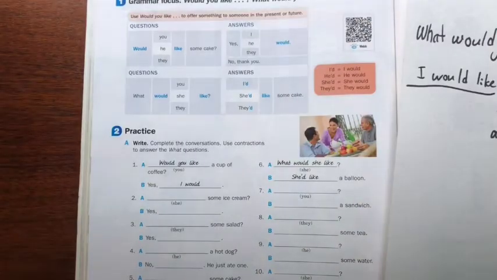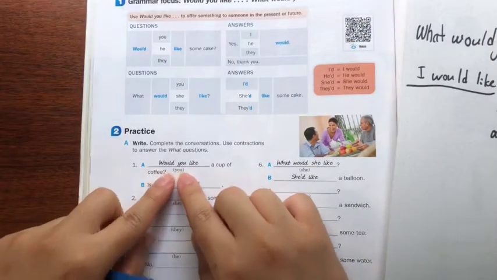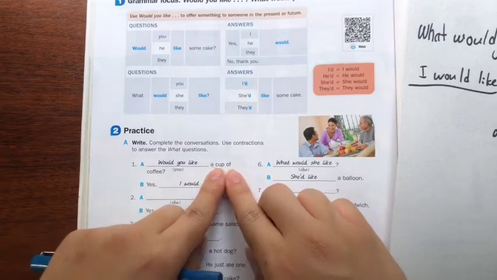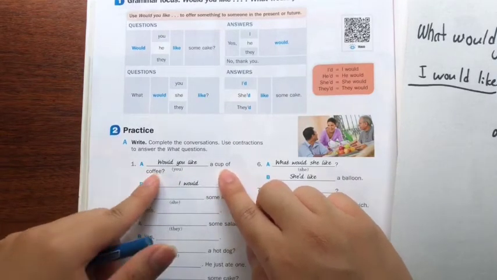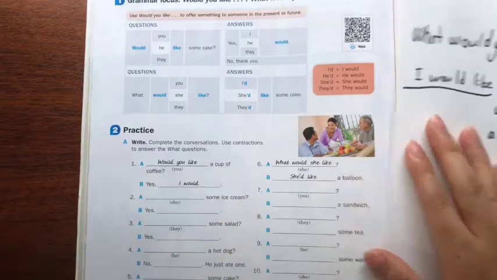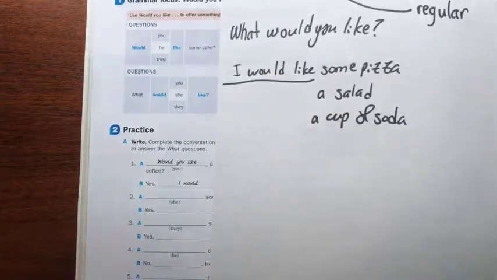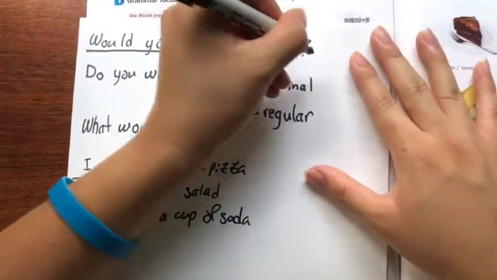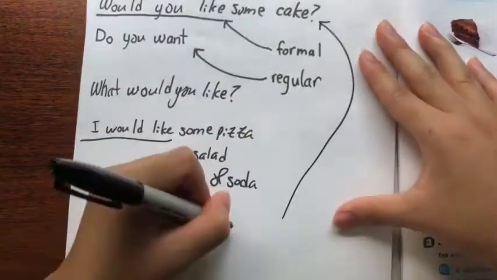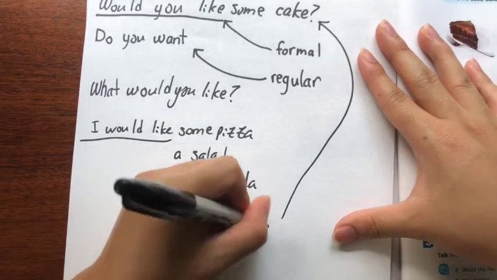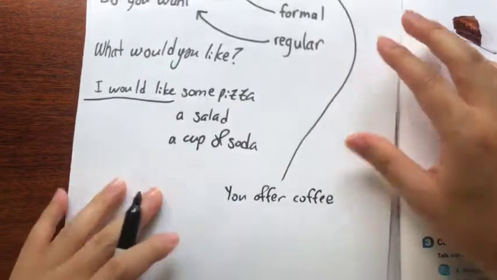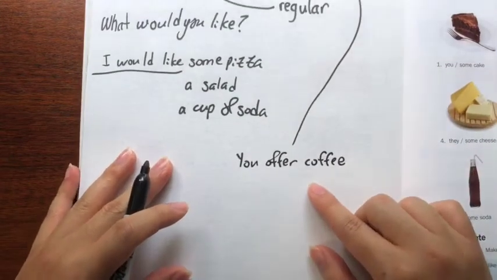Now let's practice. Number 1, we have you here. And then we have a cup of coffee. So we know what we have. So what are we offering? So when we say, would you like some coffee? You offer coffee. You offer coffee to this person.